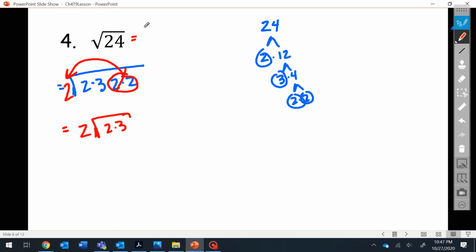So this means that the square root of 24 is 2 square root of 6, because we just multiply these back together to give us 6. So the square root of 24 is 2 square root 6.